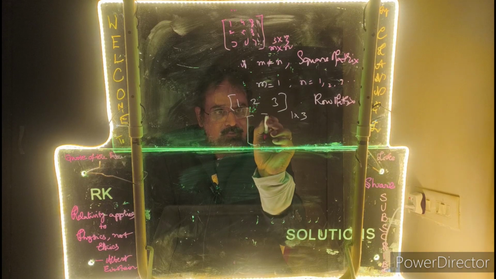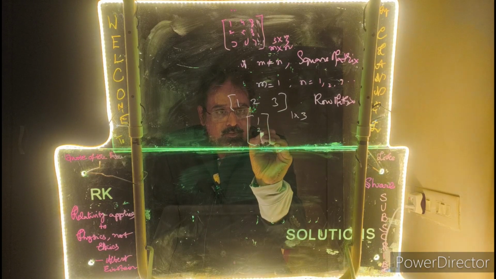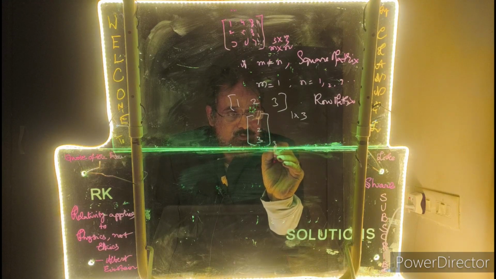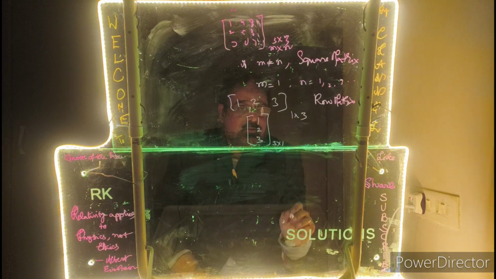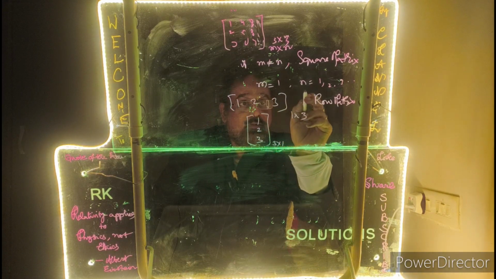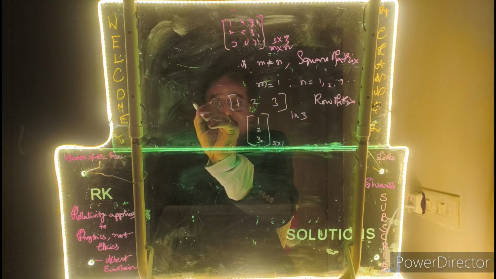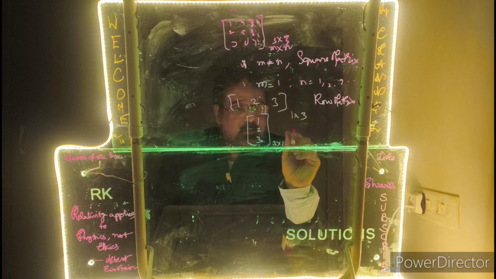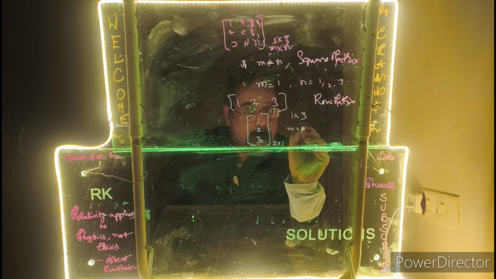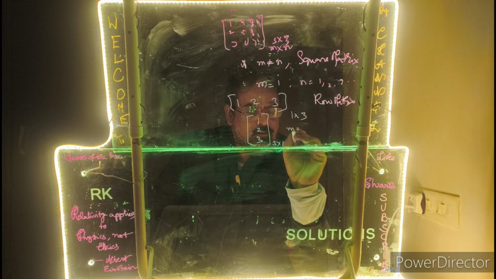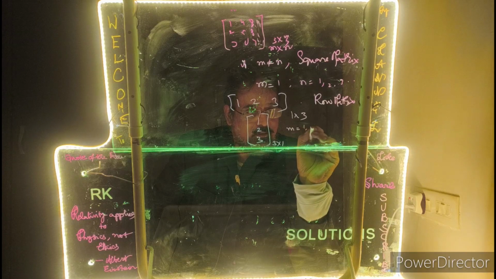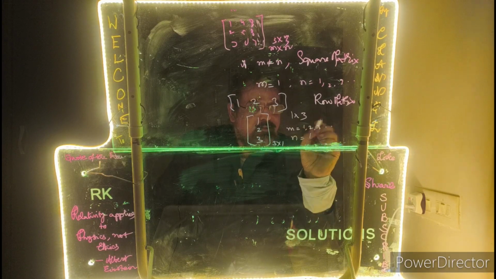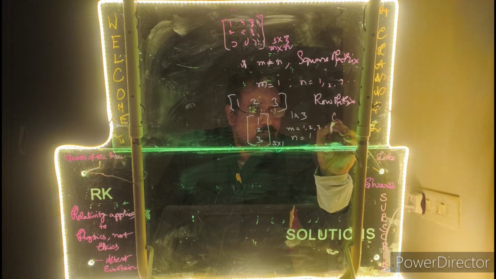Similarly, we can have a matrix with entries 1, 2, 3 stacked vertically. This is 3 into 1. So where n equal to 1 and m is some number, like 3, then we call this a column matrix.